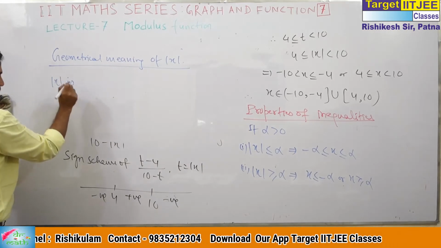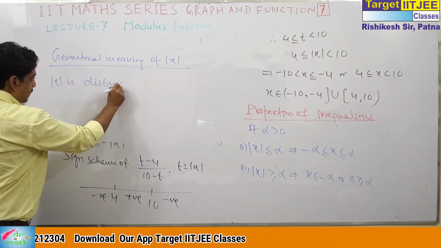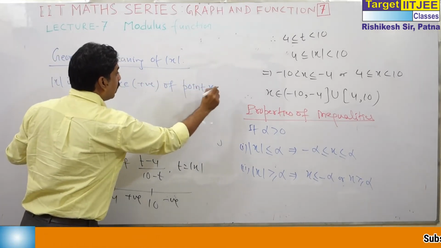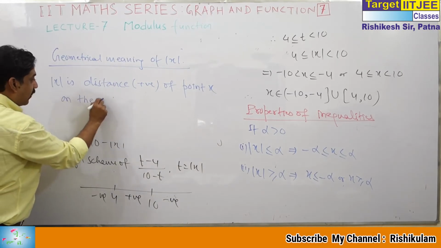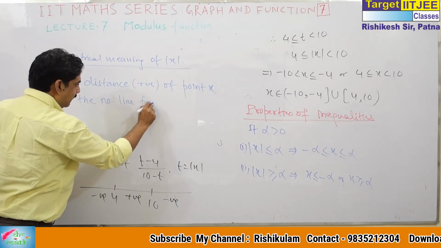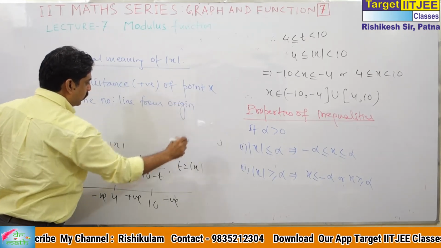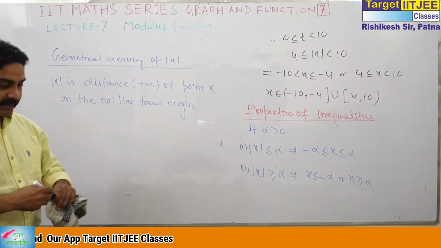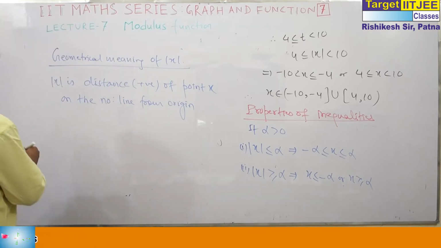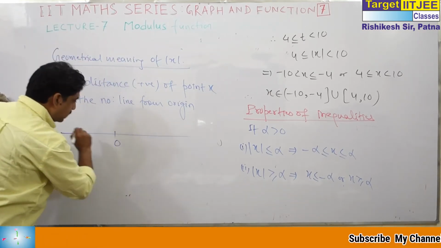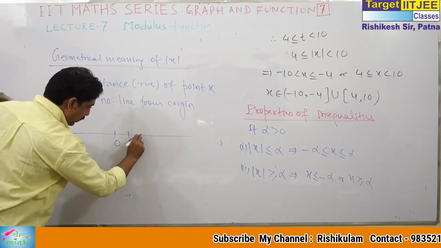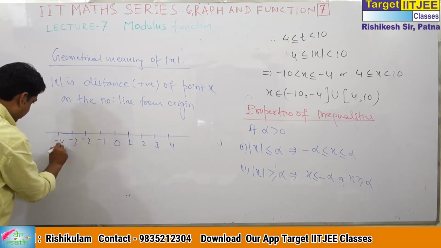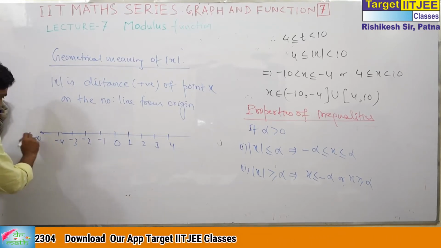Mod x is the distance, meaning positive distance, of the point x on the number line from the origin. Suppose this is the number line: 1, 2, 3, 4, minus 1, minus 2, minus 3, minus 4 and so on, up to minus infinity.